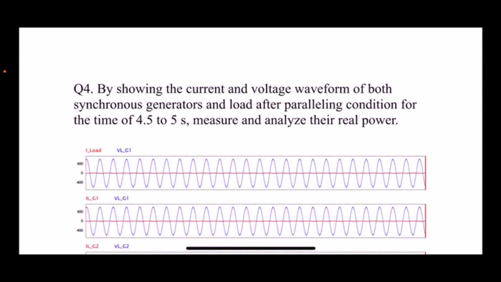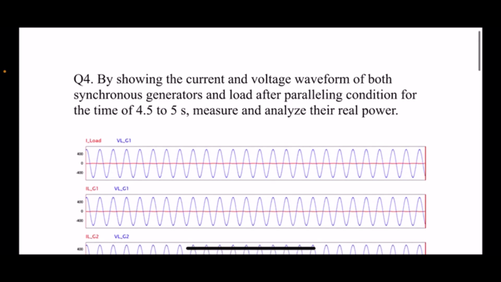I'm from RK23. Okay, my part is part 5.2, question 4. By showing the current and voltage waveform of both synchronous generator and load after paralleling condition for the time of 4.5 to 5 seconds, measure and analyze their real power.